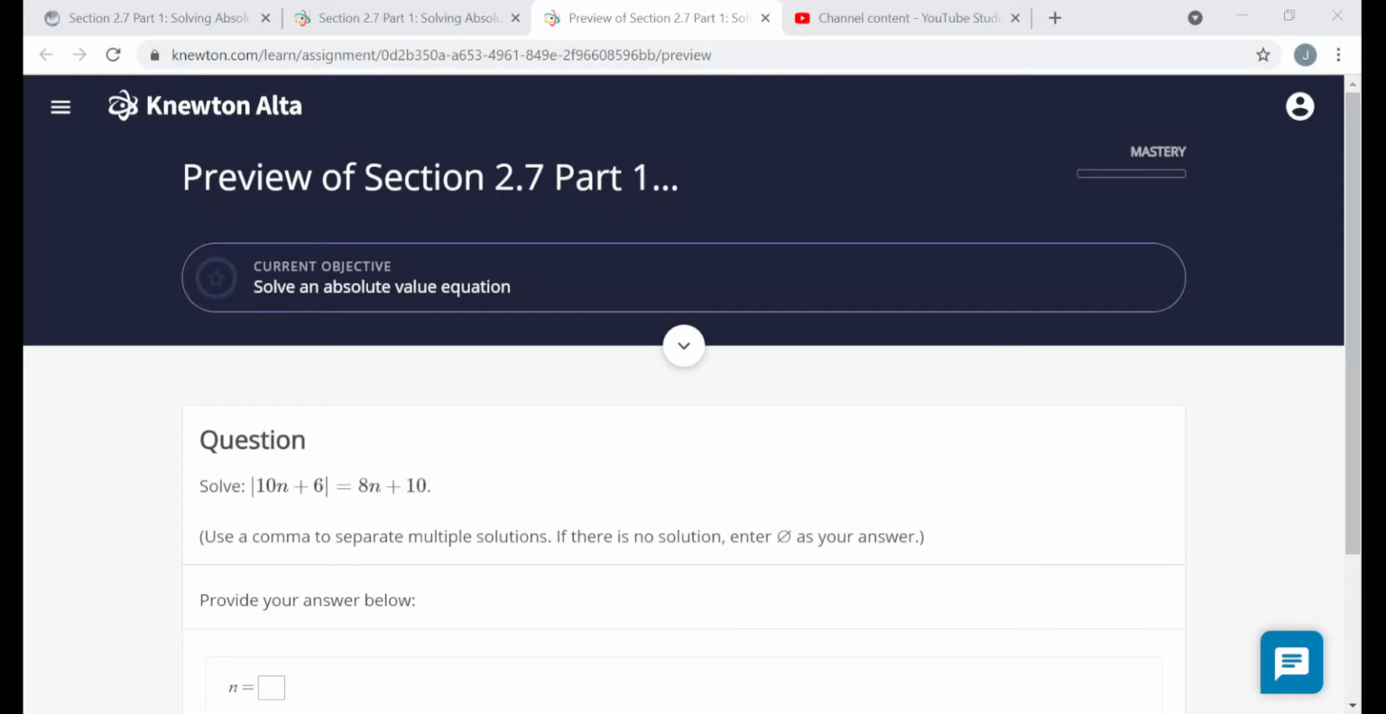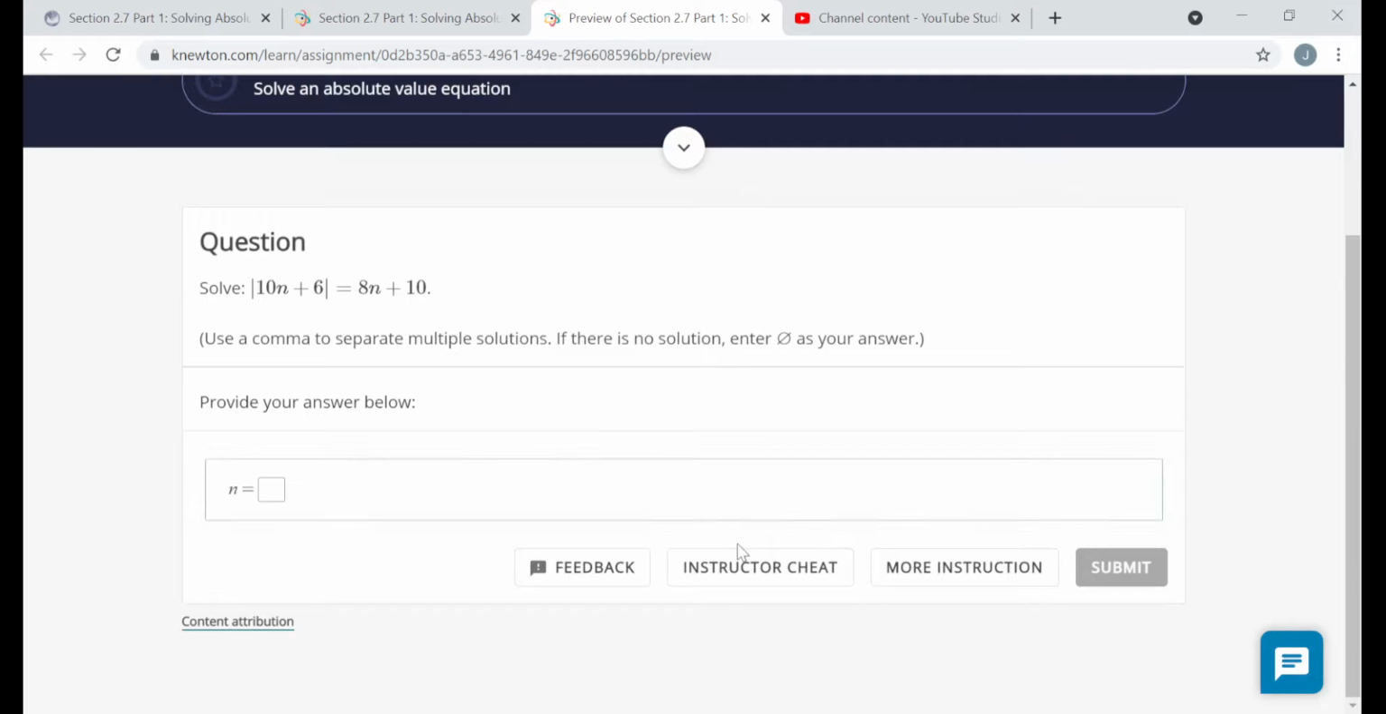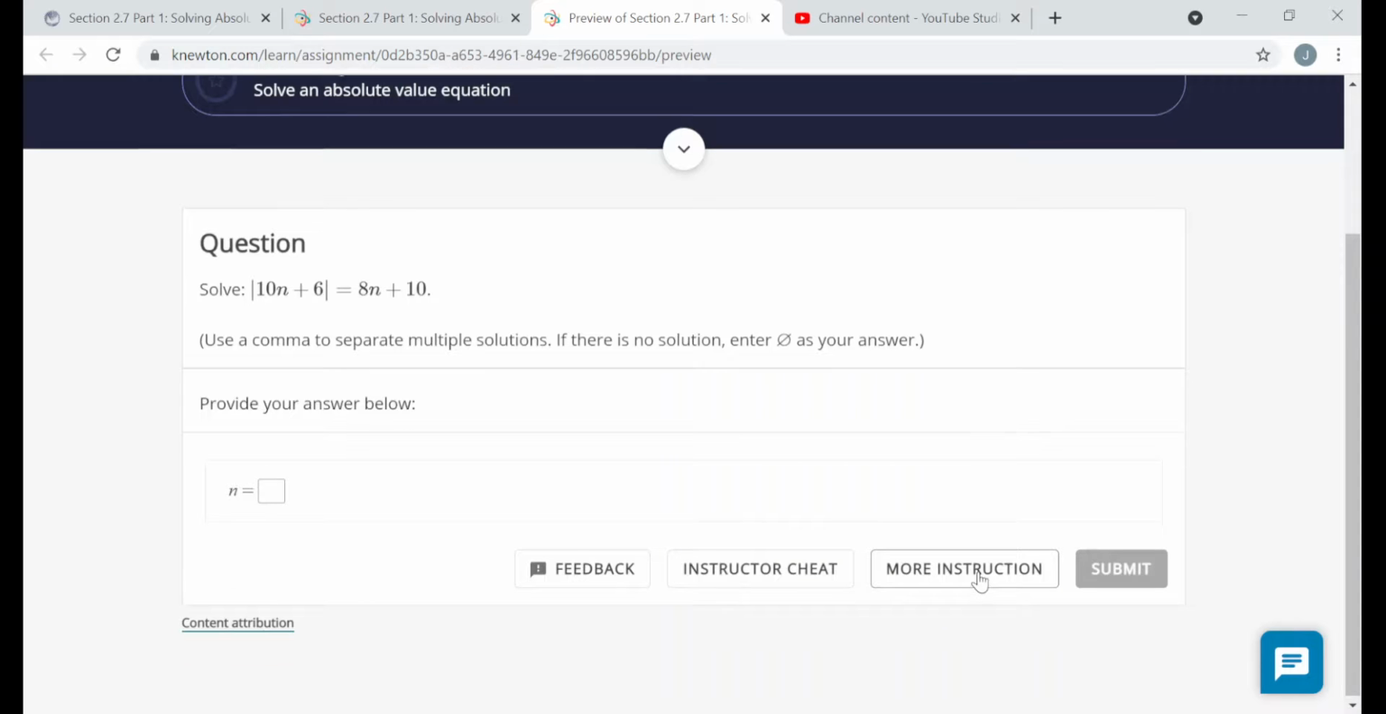So here it is. Now you're not going to see the word preview. You'll just see the title of the section, the mastery bar, the objectives, questions here. You won't see the instructor cheat button, right? But you will see the more instruction button, and I've brought this up before. You can click on that to help you out with questions you're struggling with if you ever need. And they'll provide you with more instruction or videos or something to help you out.